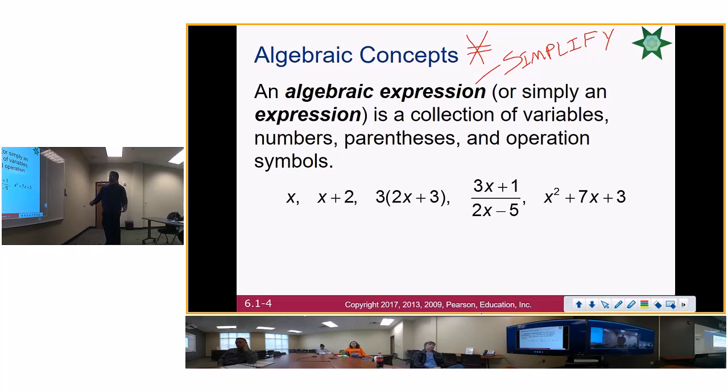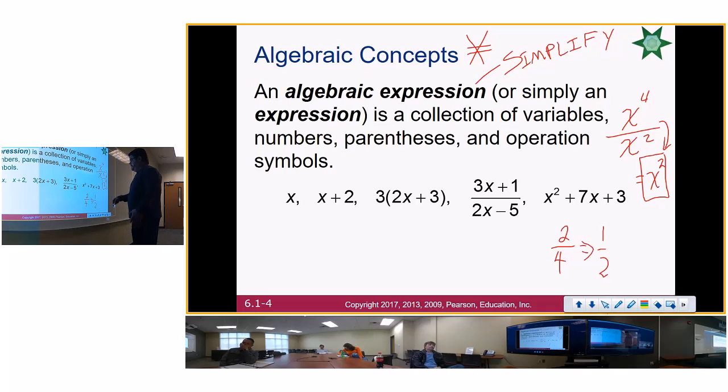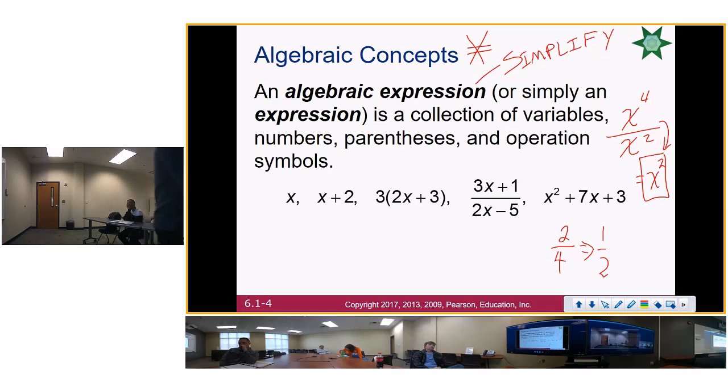Now, you can't do much to simplify some expressions, but here's an expression you can simplify. X to the fourth divided by x to the second. X to the second is your answer. You subtract exponents. So I just simplified that. Another thing you can simplify: what's 2 over 4? 1/2. I just simplified it. I just reduced it. Simplification is nothing but reducing.